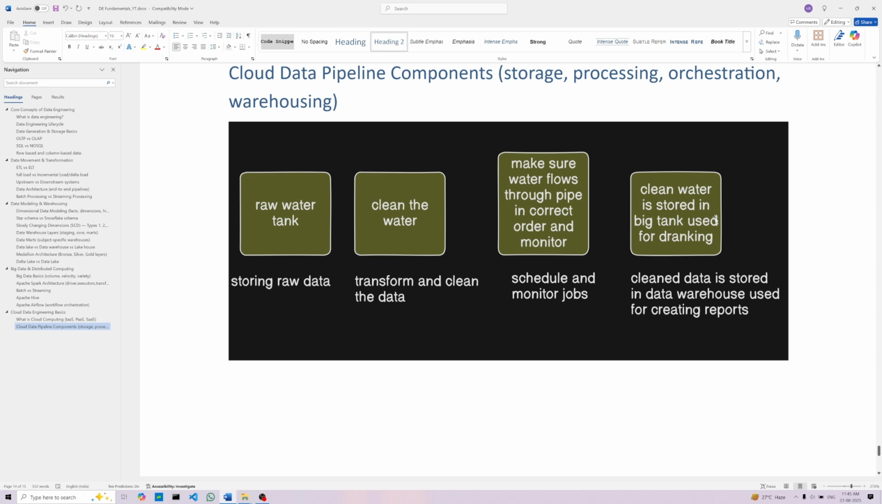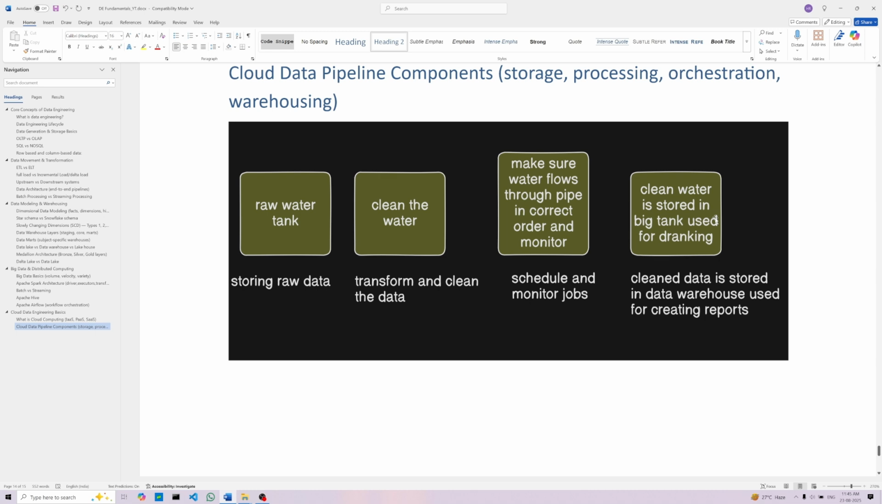Now in the next process we will clean the water. Clean and transform the water. Same way we will transform and clean the data. Now third step is we'll make sure water flows through pipe in correct order and we will monitor the process. So we need to take care about order as well, bro. We will need to monitor the complete pipeline as well. Same way for data, we will schedule and monitor the jobs.